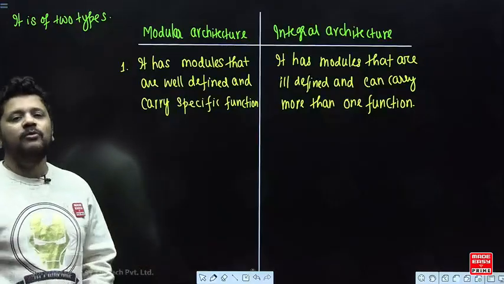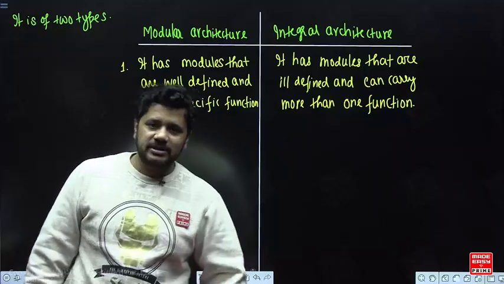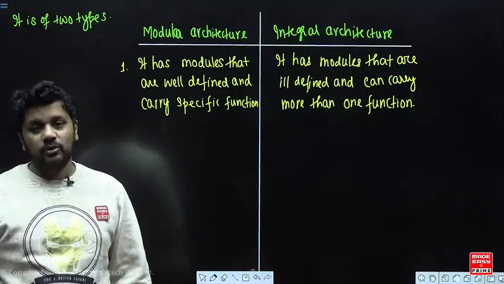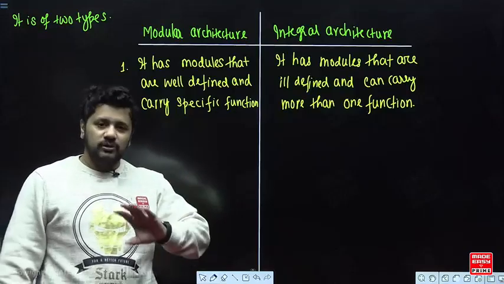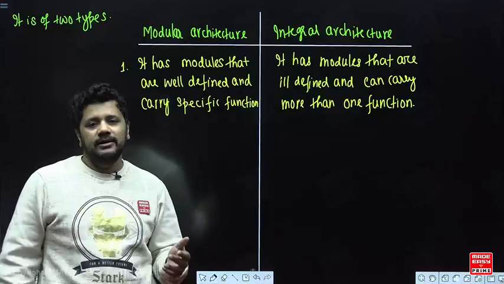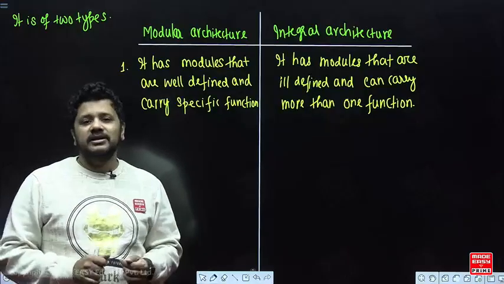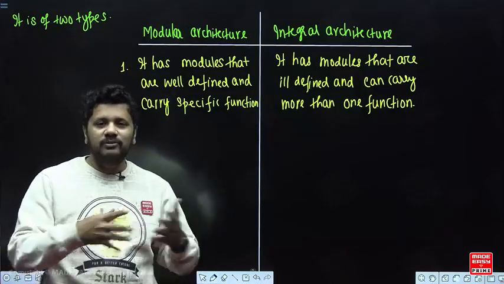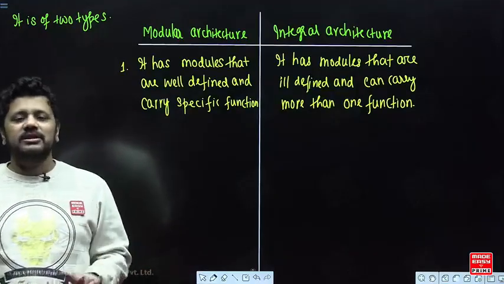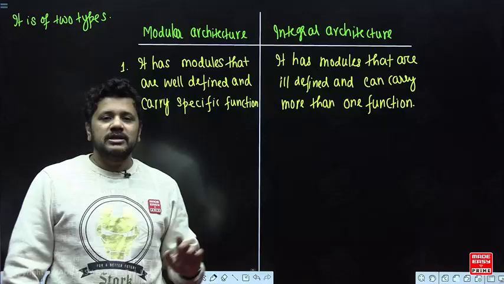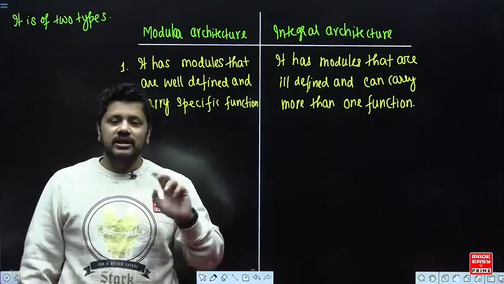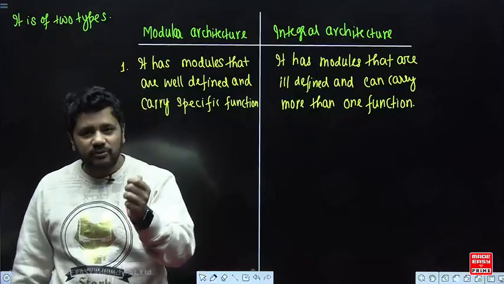But if you open a phone, or a laptop, some students may be watching on a laptop, some on a phone. If you see the inside of the phone or the laptop, these are integral architectures. You cannot define where is what, right? So they may carry more than one function. For example, the screen of the phone works as a display, it also works as a keypad, and it is also used for taking photos.